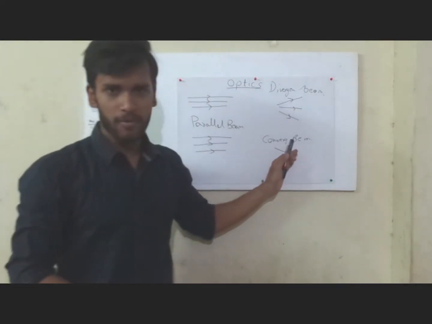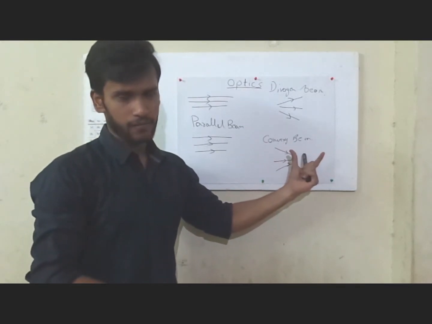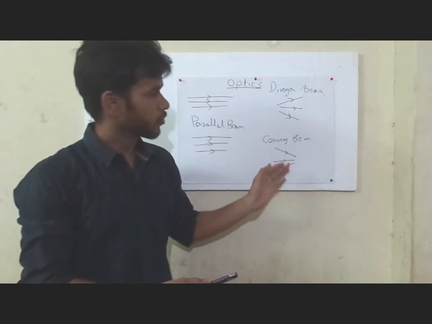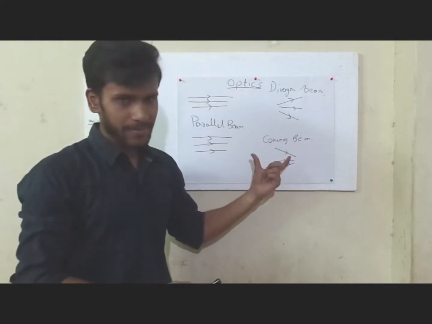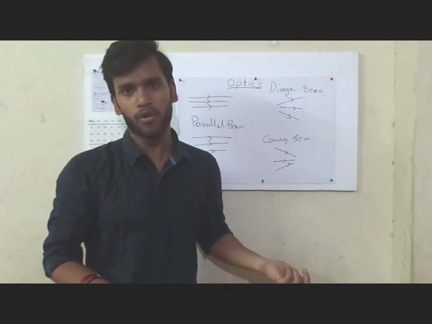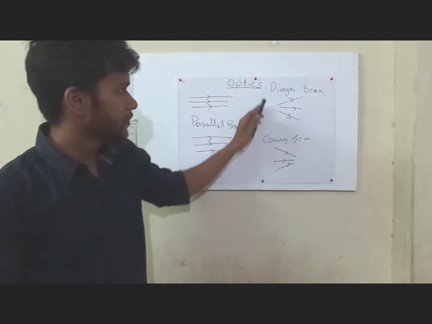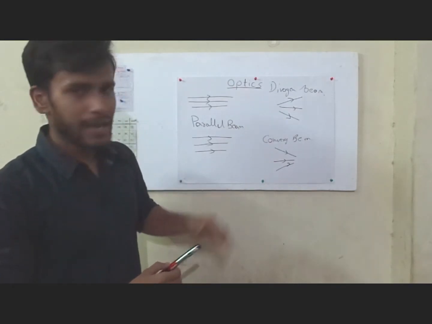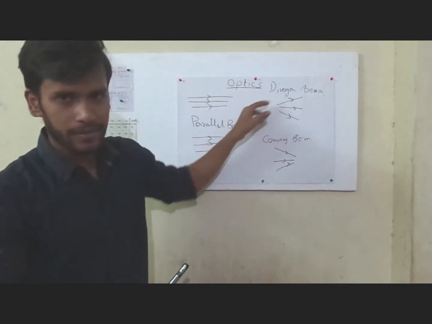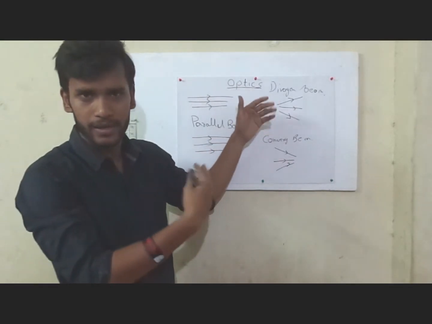Second is the convergent beam of light. When all the rays of light meet at some finite distance from the pole, then it is called a convergent beam. So they will meet at some finite distance, which could be some centimeters, meters, or maybe some kilometers, but that would be some finite distance, okay? And then we have the divergent beam of light. In a divergent beam of light, all the rays are divergent. They are going in opposite directions. They are not going to meet, not even at infinity.